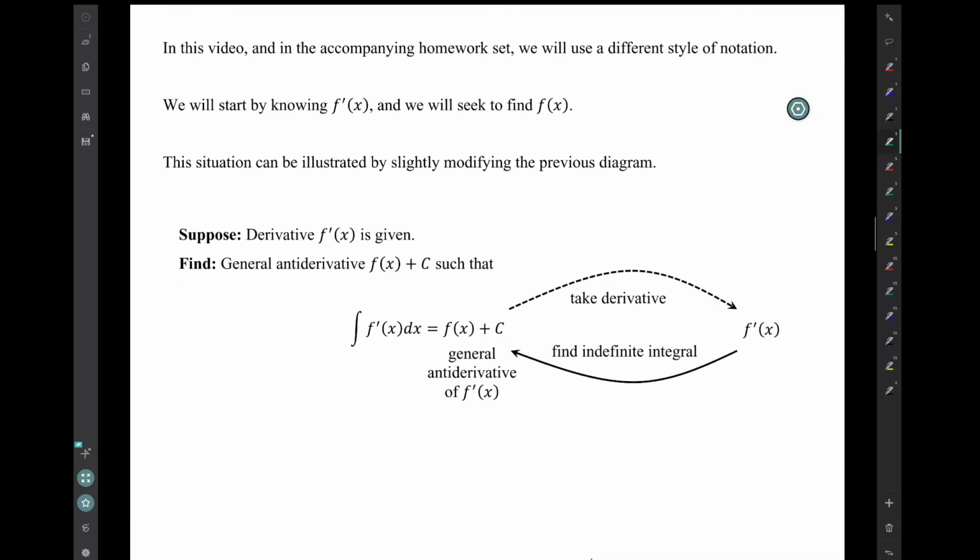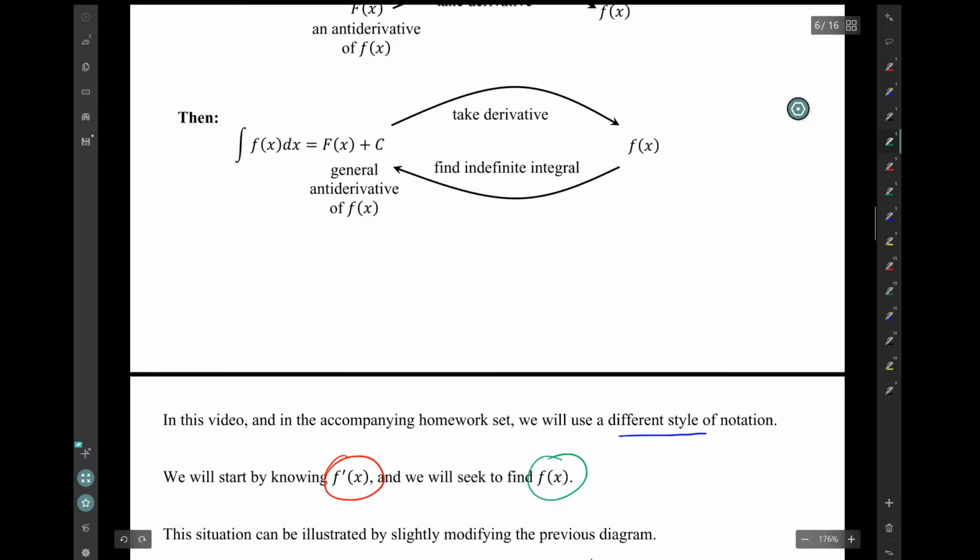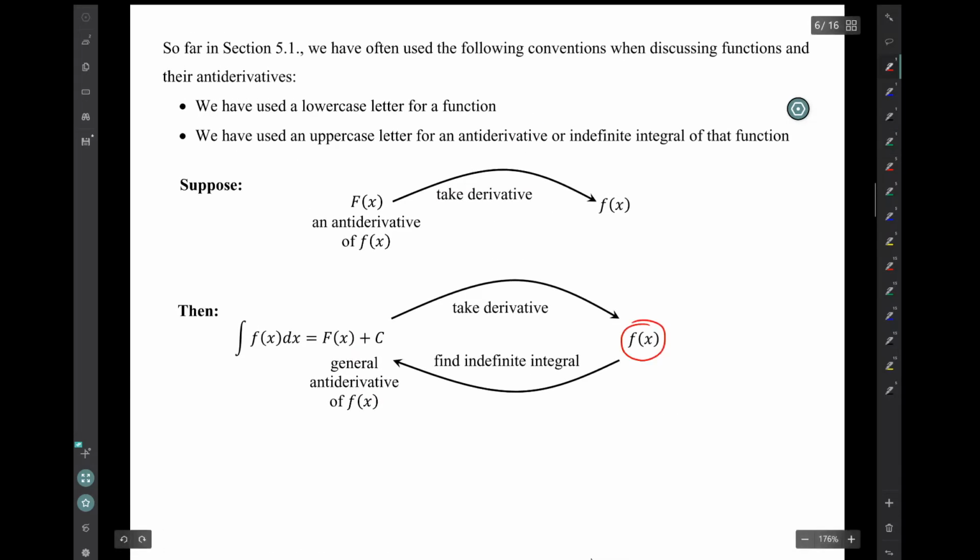In this video and in the accompanying homework set, we'll use a different style of notation. We start by knowing the derivative, f prime of x, and we seek to find f of x. This situation can be illustrated by slightly modifying this previous diagram. In this previous diagram, we had a function little f of x, which was used as the integrand, put inside of an integration symbol, and the result was the general antiderivative, which was called capital F. We'll modify that diagram slightly.